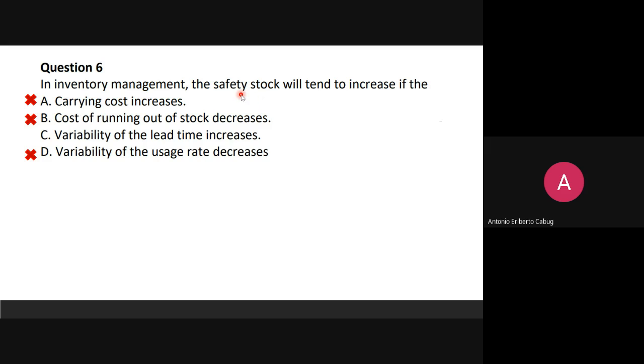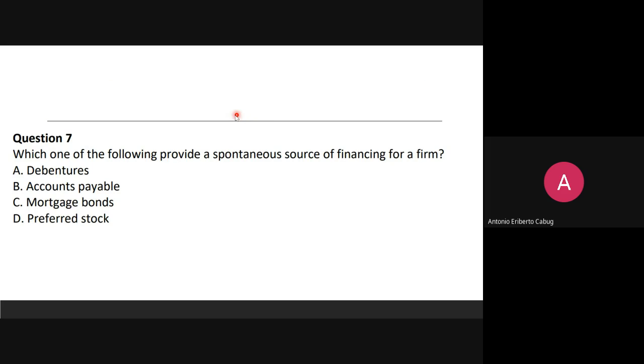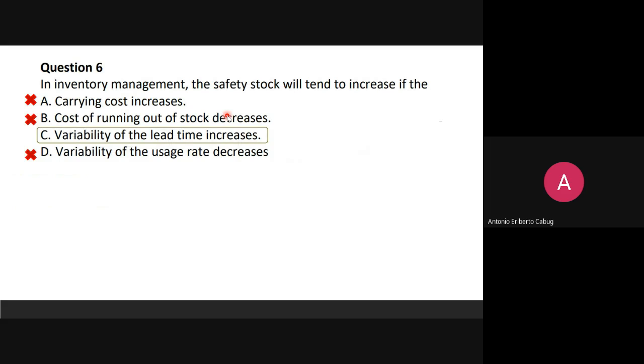You tend to hold on to more safety stock when the variability of the lead time increases. Pagka-order mo, will it take 3 weeks to arrive? 4 weeks? 5 weeks? 6 weeks? Kung hindi predictable, ibig sabihin variable yung lead time, mas magre-rely ka sa safety stock. So gusto mo, mas marami kang safety stock. Okay? Correct answer is letter C.